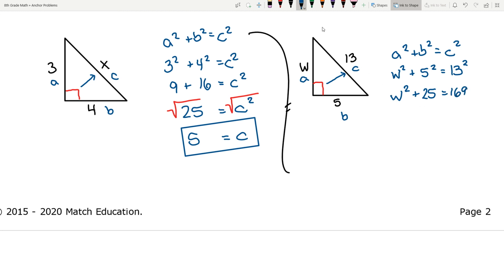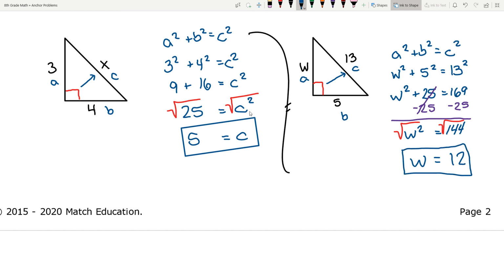And now solve it like you would most equations. Subtract 25 from both sides here. This is going to cancel out. You're left with W squared equals 144. And like we did in the previous one, once you've got it down to this point, take the square root of both sides. And W is going to equal the square root of 144, which is simply 12.